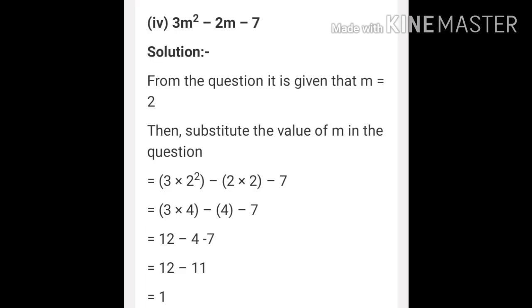Now the next part, fourth part, 3m square minus 2m minus 7. From the question it is given that we have to replace m with 2. So let us substitute the value of m. 3 into 2 raised to the power 2. Now here you can see 2 raised to the power 2 is written, means the value of 2 will be multiplied 2 times. 2 into 2, 4, multiplied by 3, minus 2 into m, means 2 into 2 makes 4, minus 7 because there is no m here. So 12 minus 4 minus 7 is equal to 12 minus 11 and the answer will be 1.